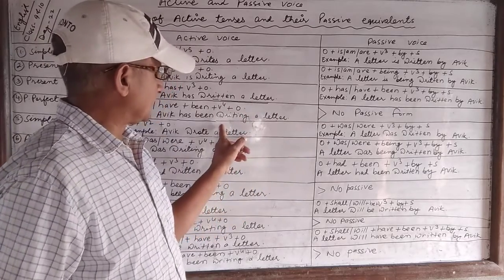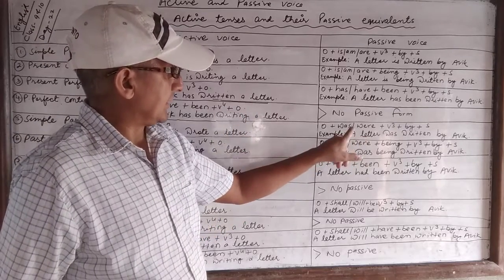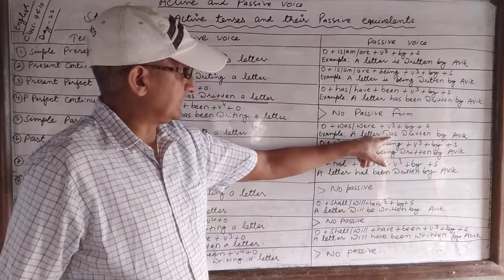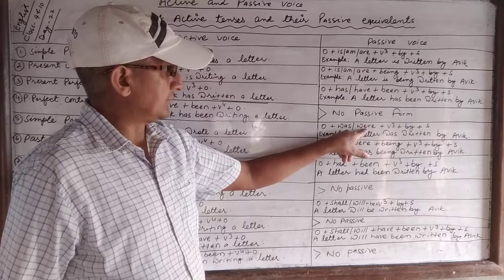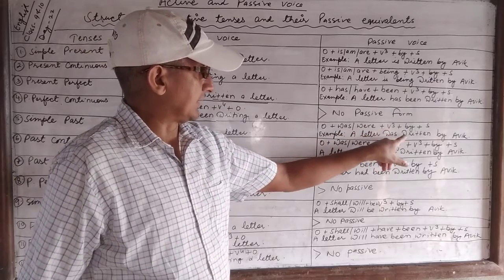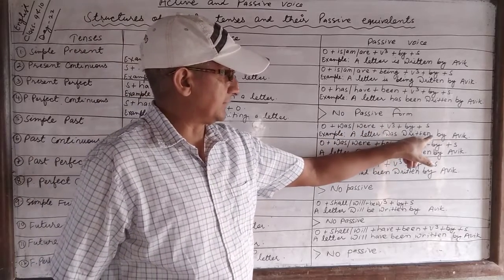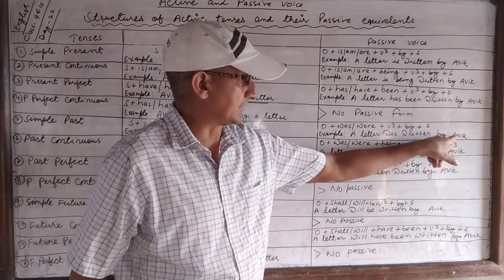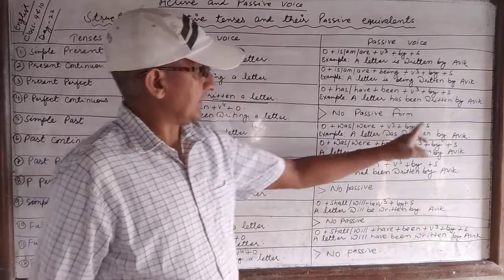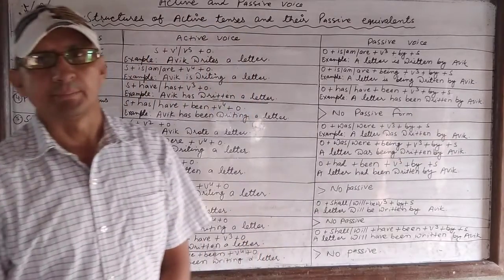The object of the active voice becomes the subject here, and with a singular subject we use was, and with a plural subject we use were. And after that, the past participle form of the verb, by, and the subject of the active voice. The subject of the active voice becomes the object in passive voice.